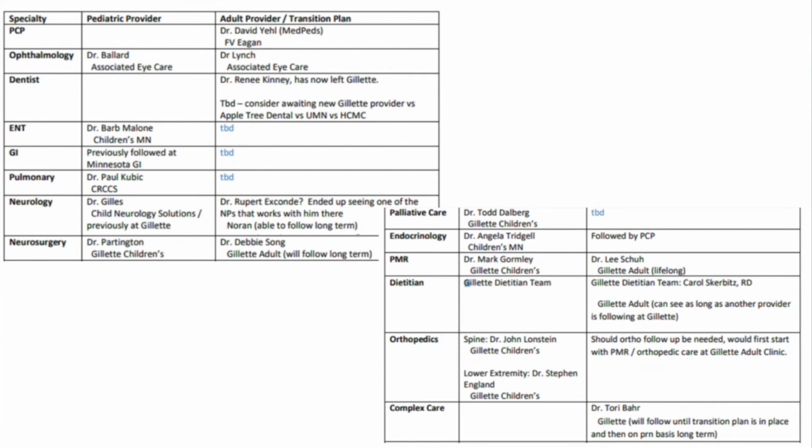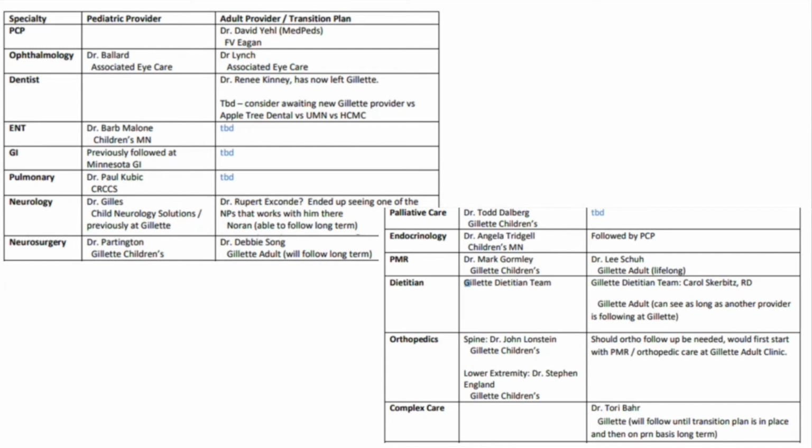And I create this document for patients when they're coming through my clinic of who were you getting care with before? What is the adult provider or transition plan around this, including specific age limits where that's appropriate, so that we can get a bigger picture of what's going on.